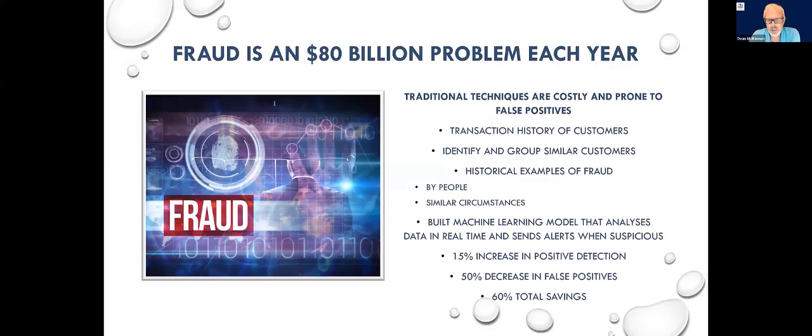Fraud, very quickly, it's an $80 billion problem each year. And so the traditional techniques of having individuals look at the data and try to follow those $10,000 transactions and stuff just wasn't efficient anymore. So we've been able to develop detection systems with machine learning models that analyze the data in real time and basically follow all those transactions that happen electronically. And there you can see a 50% decrease in false positives, 60% total savings from the costs, and a 15% increase in positive detection. So, 15% of $80 billion is pretty substantial.